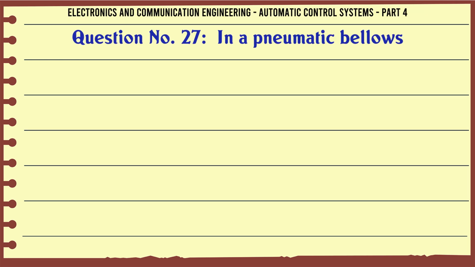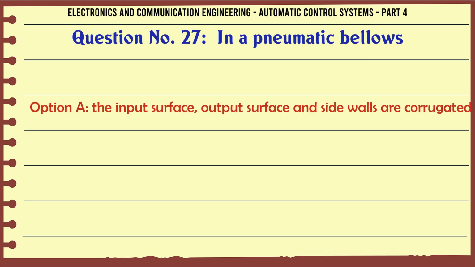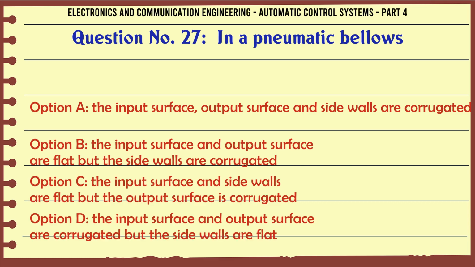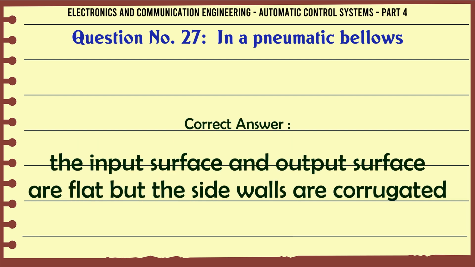In a pneumatic bellows: A. the input surface, output surface and side walls are corrugated, B. the input surface and output surface are flat but the side walls are corrugated, C. the input surface and side walls are flat but the output surface is corrugated, D. the input surface and output surface are corrugated but the side walls are flat. The correct answer is the input surface and output surface are flat but the side walls are corrugated.